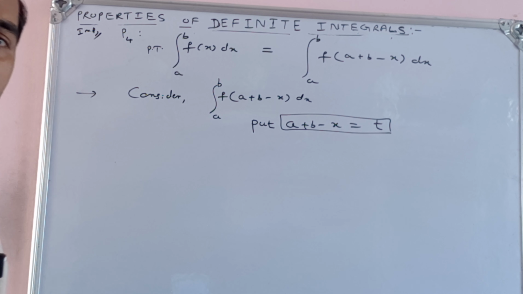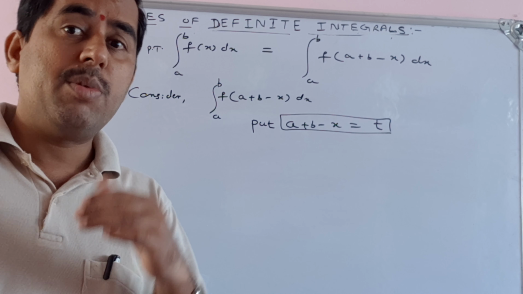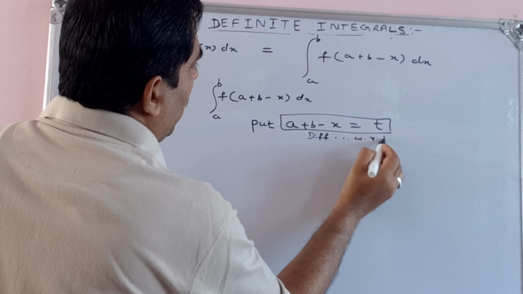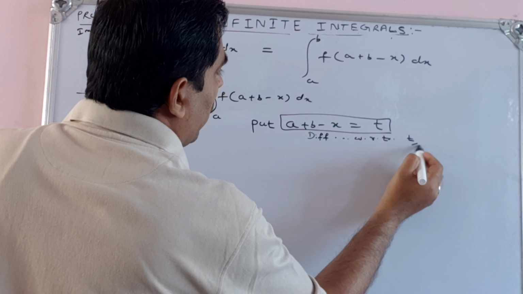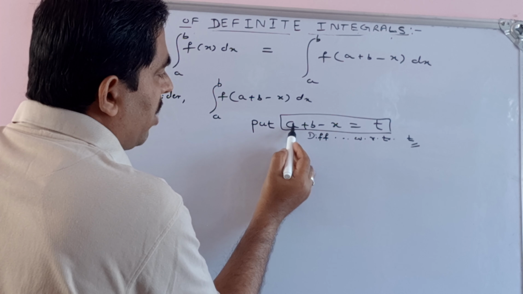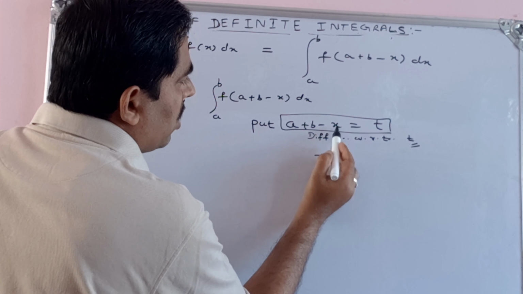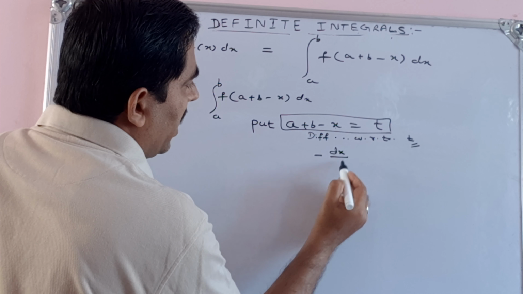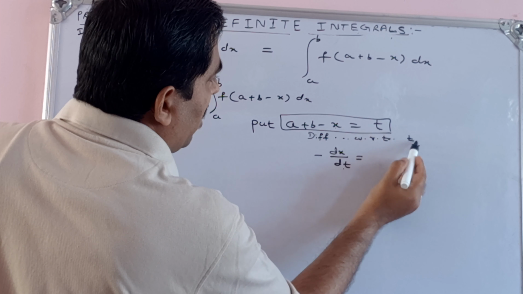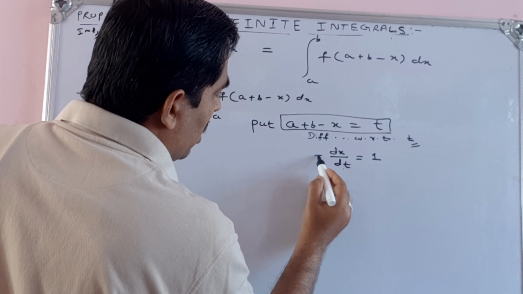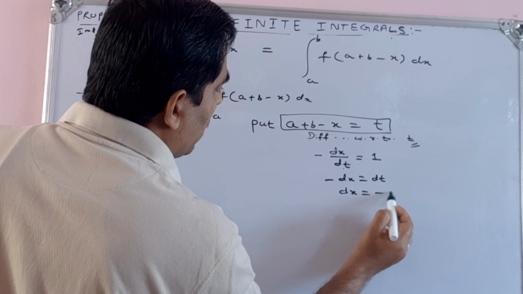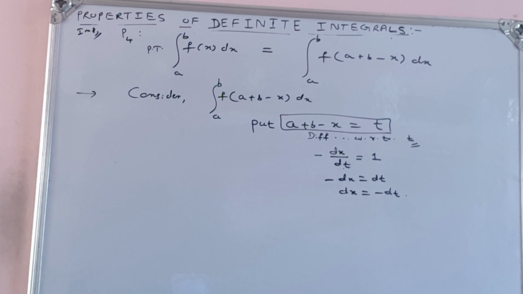Very important: whenever we use the substitution method, we have to change the limits of integration. First, let us differentiate this with respect to t on both sides. Here a and b are limits of integration, they are constants. The derivative of a is 0, the derivative of b is 0. So we get minus dx by dt, and the derivative of t with respect to t is 1. Cross multiplying, minus dx is equal to dt, so dx is equal to minus dt.